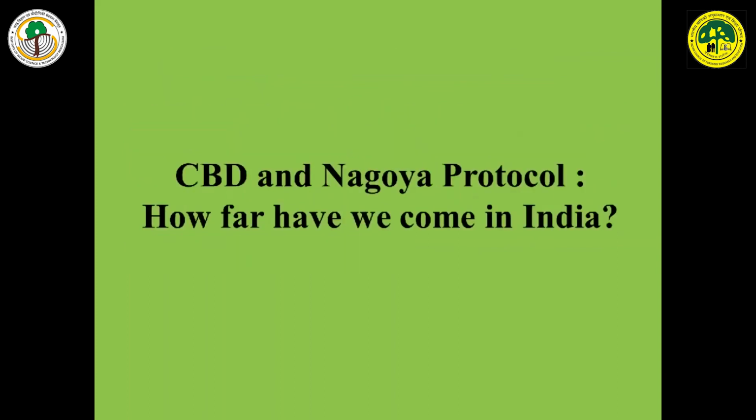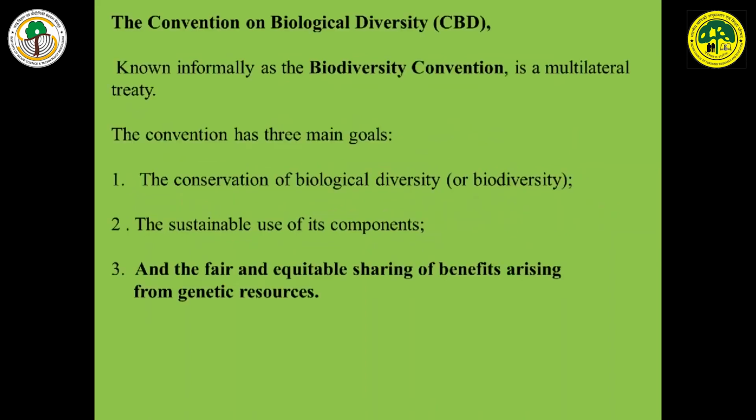Now I will come to the CBD and Nagoya Protocol, and how far we have come in India. The Convention on Biological Diversity, known as the Biodiversity Convention, is a multilateral treaty. This convention has three main goals: the conservation of biological diversity, the sustainable use of its components, and the fair and equitable sharing of benefits arising from genetic resources.